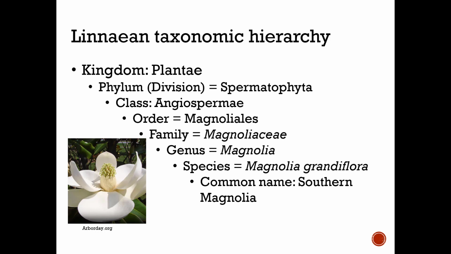So here's the hierarchy. We've got our kingdom, phylum, class, order, family, genus, species, and then common name. And common names are the least efficient way to name plants because every area has different common names for plants. So using scientific nomenclature is much more definitive.